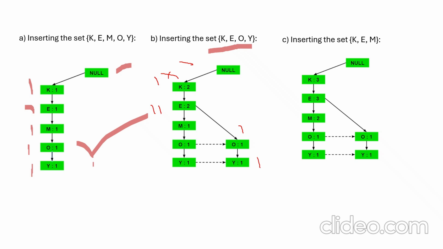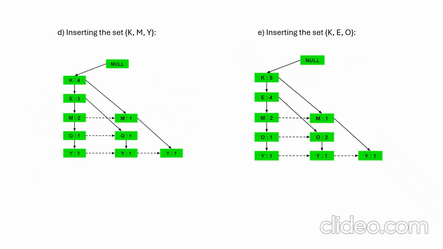Already our K is 2 here. So when you insert this K, it will become 2 plus 1, which will become 3. And then what happens after K? You have E. So E is already 2 here, so 2 plus 1 will be 3. And then from E, let's go for M. Yes, we already have an M here. So 1 plus 1 will become 2 here. And the remaining branch remains as such because we don't have any other to insert.